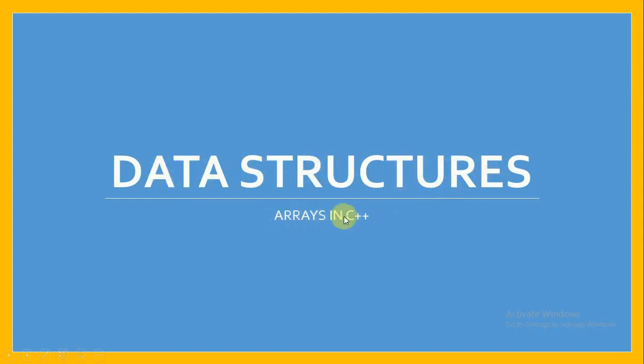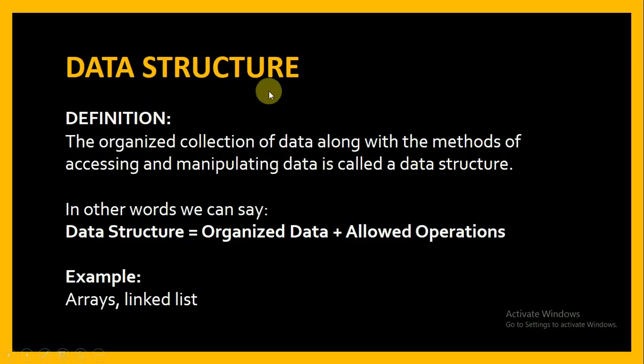So let us see what is a data structure. The organized collection of data along with the methods of accessing and manipulating data is called a data structure. In other words, we can say data structure is organized data plus allowed operations. So we look at the example of data structures. These are arrays, linked list, etc.